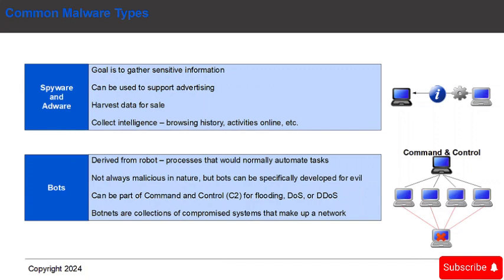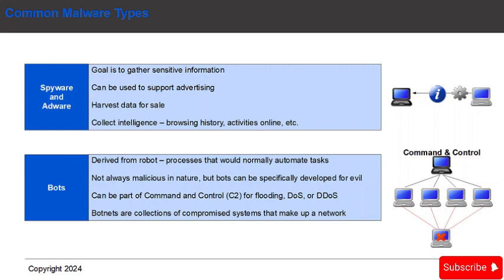And finally, we've got two other types of malware: spyware and bots. Spyware, sometimes called adware. The goal is to gather information about your user, and this can be used to support advertising. You try to harvest this data and sell it, collect intelligence, browsing history, online activities, and so forth. So it's really about disclosure of information.